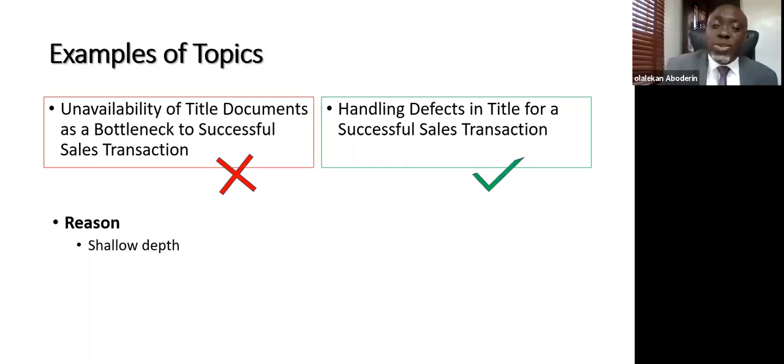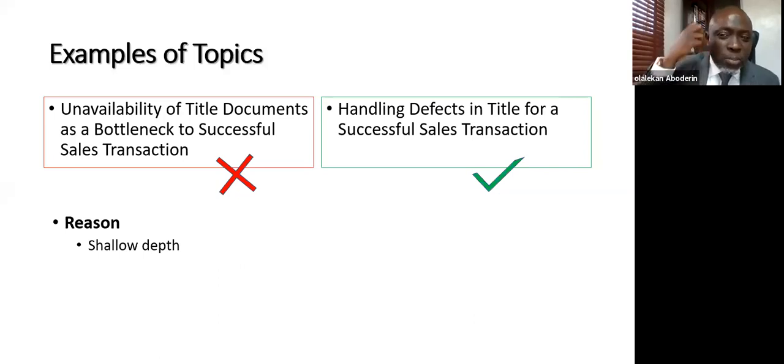It's a bottleneck. What do you want to write on? It has not conferred any special area of professional input. The reason here is that it has a very shallow depth. There is nothing so significant as professional input that the topic is proposing. What the topic is claiming is an obvious thing, so you don't need research about it. Rather, instead of writing this way, talking with the candidate, his mind is actually how to handle defects in title. So: handling defects in title for successful sales transaction.